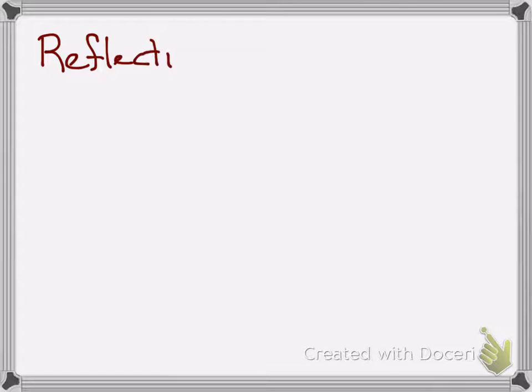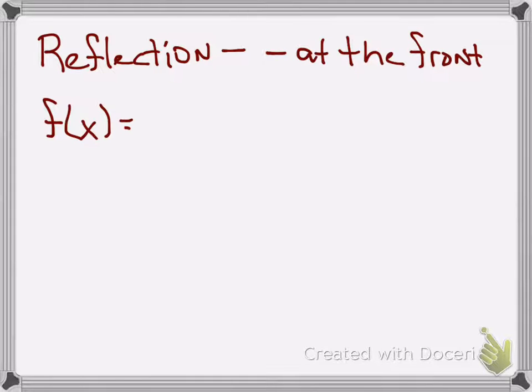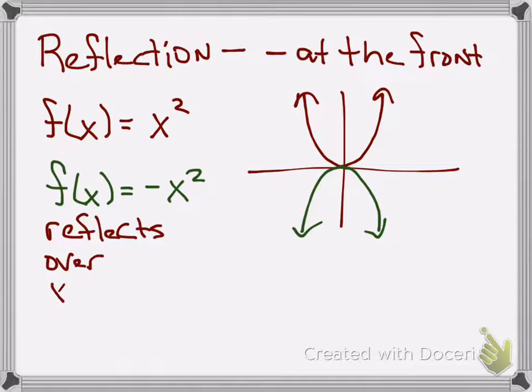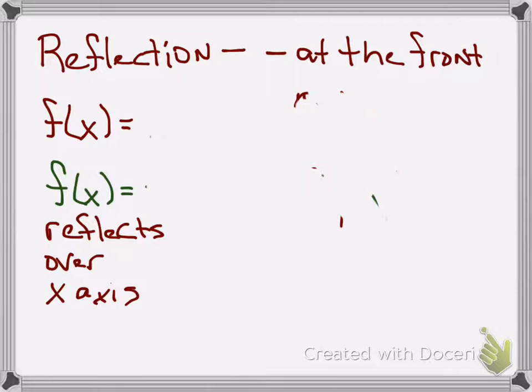Now, let's talk about reflections. Reflections are the negatives. I say at the front, but you'll kind of see. When you have a negative, like let's say x squared, here's x squared right there. If you put a negative in front of that x squared, it's going to make it point downward. Instead of pointing up, it's going to point down, which is a reflection over the x-axis. So it reflects over the x-axis.